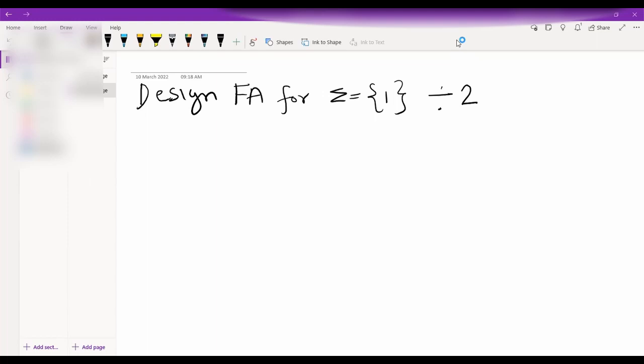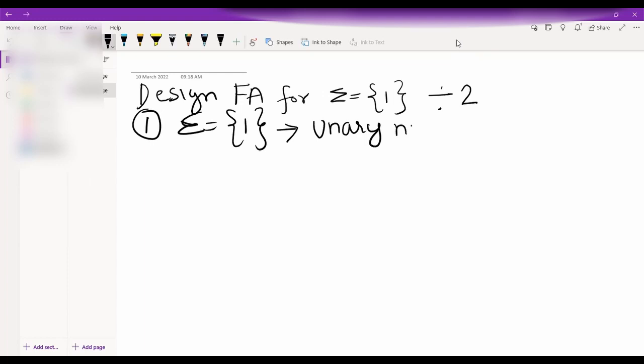Today we will design finite automata for sigma equal to 1 divisible by 2. So first of all, we will understand what is sigma equal to 1. Sigma equal to 1 indicates that this is a unary number system. So this is the unary number system. From where I came to know that this is a unary number system?